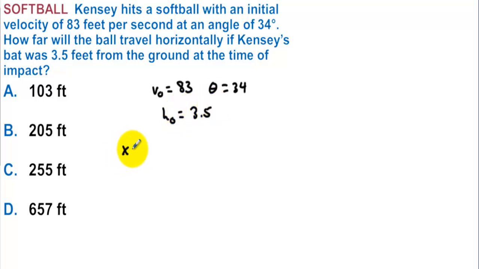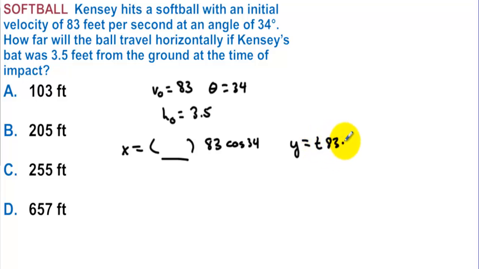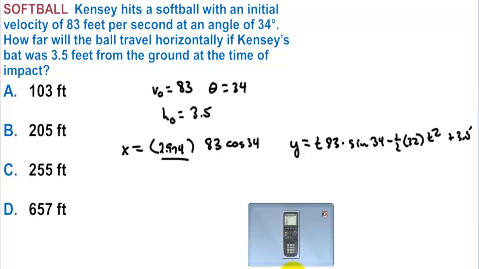The horizontal distance is x, and that's equal to the time times the initial velocity, which is 83, and then cosine of 34. The problem is we don't know the time, and we're going to find that by plugging the y into the y equals and then graph and see when the ball hits the ground. We have t times v naught, which is 83, times the sine of 34 degrees, minus 1/2 times 32 feet per second, that's the g, t squared, and then plus 3.5. Let's enter this into the calculator.